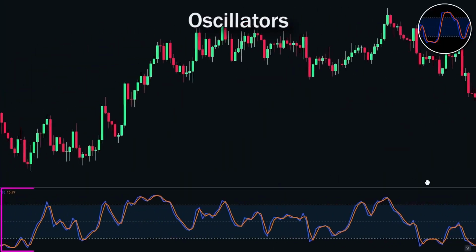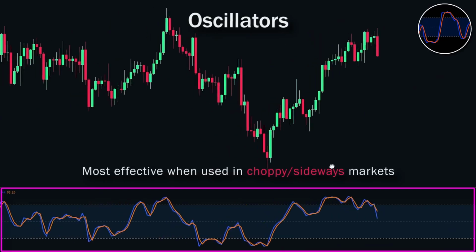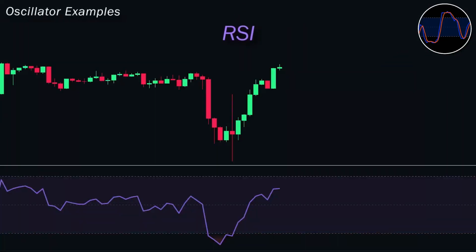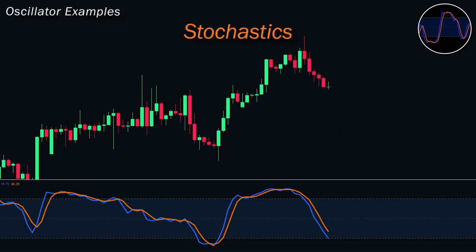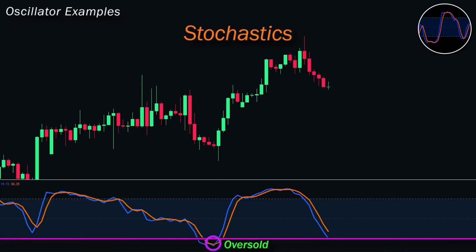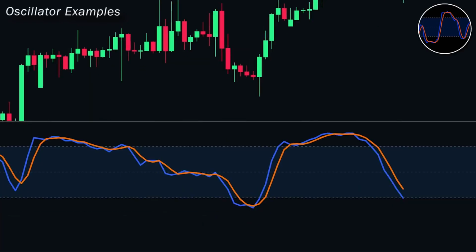Oscillators. These are the types of indicator that displays the relative strength of a price. It is most effective when used on choppy or sideways markets. Most notable oscillators include RSI. When the line is in the oversold region, it indicates a possible reversal to the upside. If it's in the overbought region, it indicates a possible reversal to the downside. Stochastic. If both lines are at oversold, it signals a possible reversal to the upside. And if both lines are at overbought, it signals a possible reversal to the downside. These two lines can also cross over each other to predict future price movements.